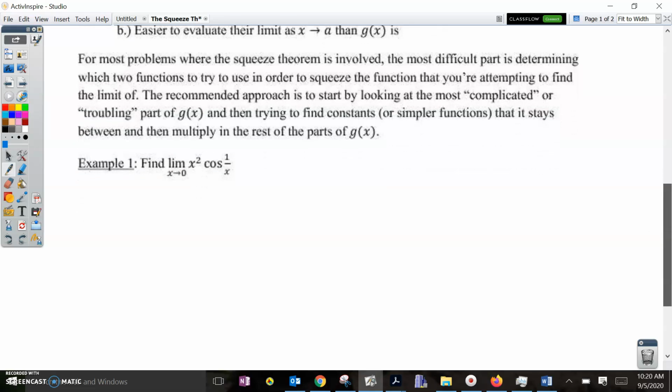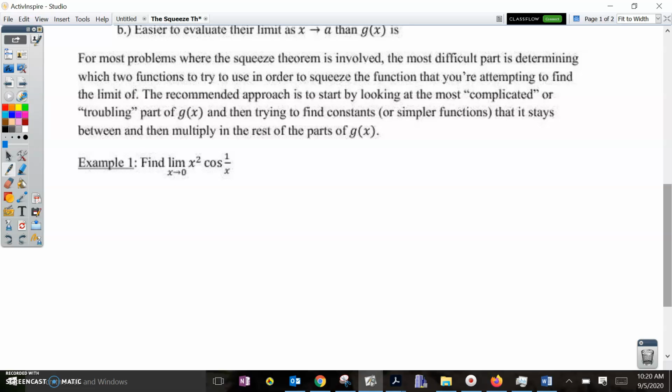We're going to find the limit as x goes to 0 of x squared times cosine of 1 over x. Now, cosine of 1 over x is relatively complicated, and it's impossible for us to find this limit via substitution, because if we substitute 0 in for x here, we've got division by 0, and so we're taking the cosine of something that's undefined.